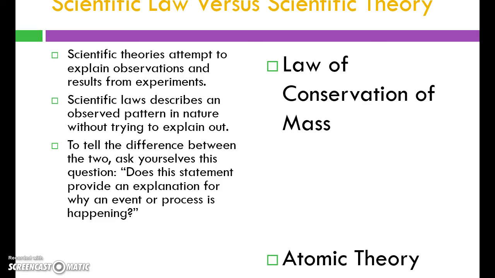Laws describe an observed pattern in nature without attempting to explain it. So when you're faced with having to tell the difference between the two, ask yourselves a question: does this statement provide an explanation for why an event or process is happening? The law of conservation of mass just says that mass/matter cannot be created or destroyed. It can only be transferred from one form to another. Does it explain why? No.